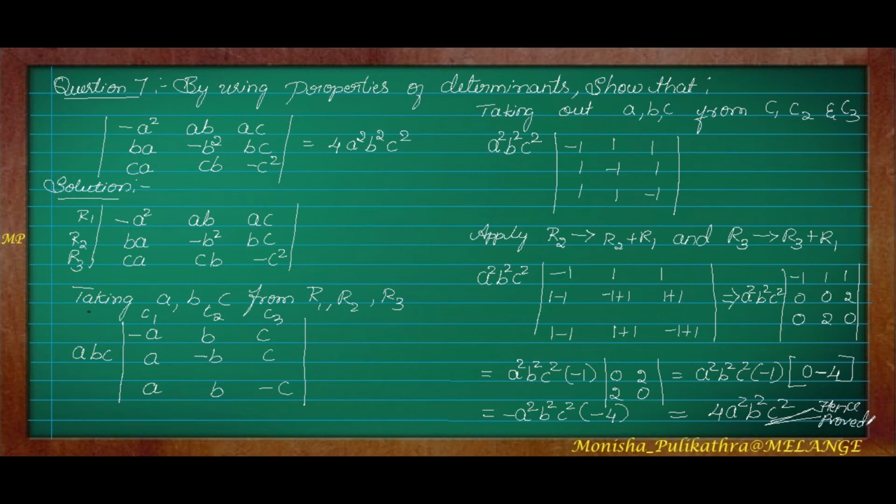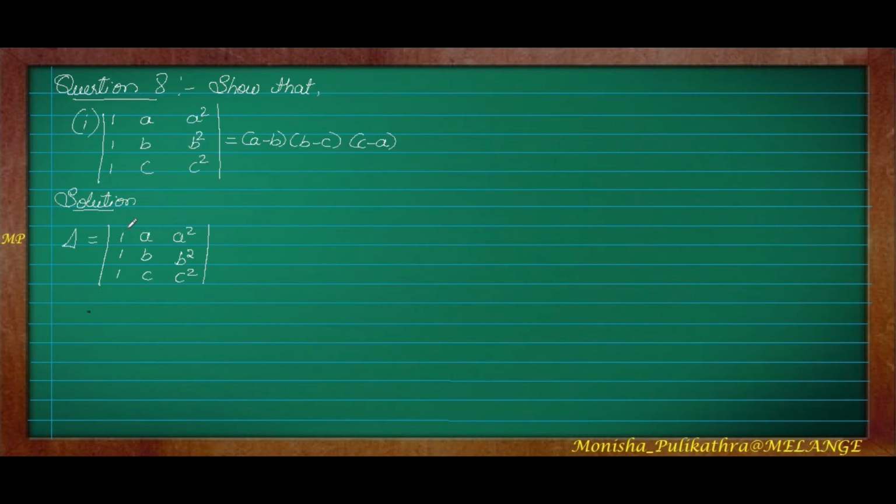I hope you understood this. So moving on to the 8th and the last question of this session. Out of 16 in this session, I will be doing only the first 8 questions. So here this determinant we have to prove as equal to this form, that is a minus b, b minus c and c minus a.